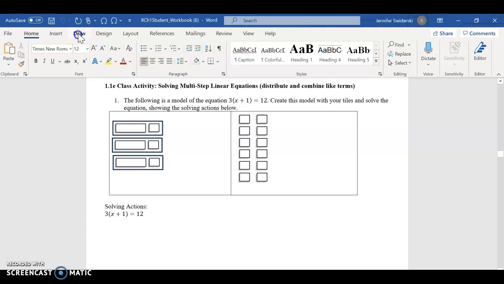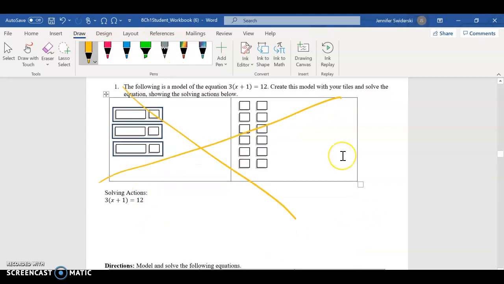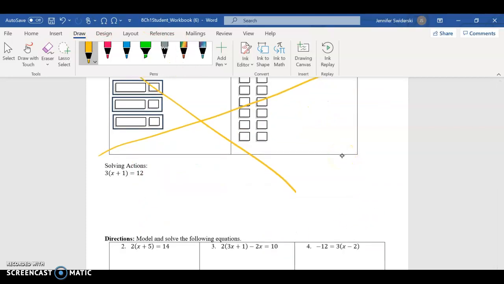So like I said in the other videos, we're going to go ahead and cross out this tile stuff. If you would like for me to show you how the tiles work, we certainly can do that, but I want to start going ahead and using these action steps right away. So distribute, we're going to multiply 3 times x and 3 times 1. Well, 3 times x is going to give me that 3x plus 3 equals 12.